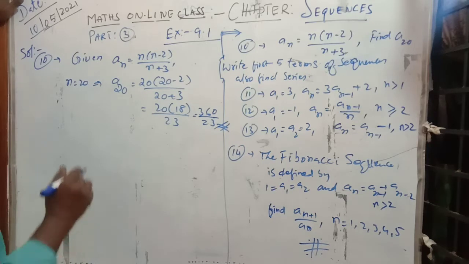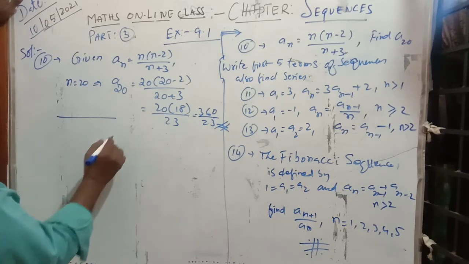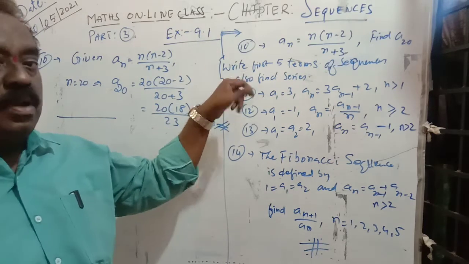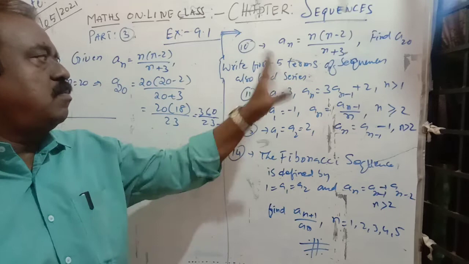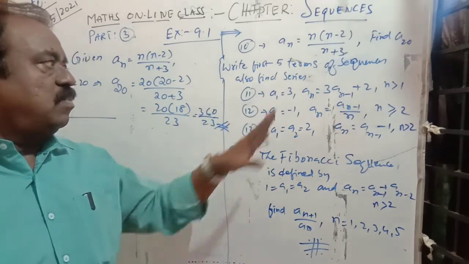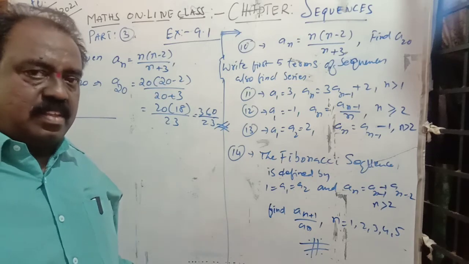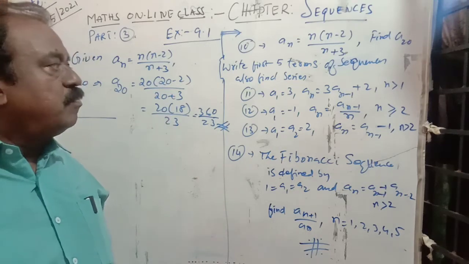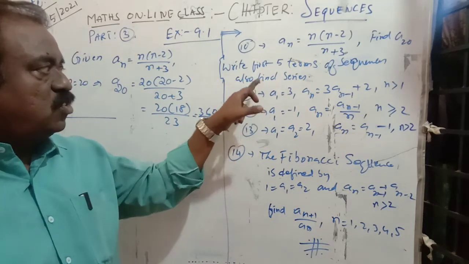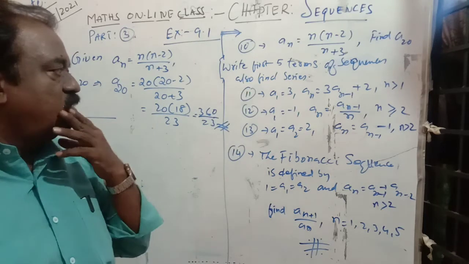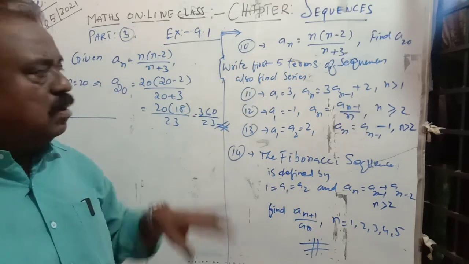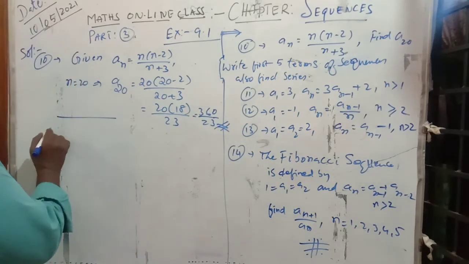So that is over. Next, we have to find the first 5 terms, or 5 numbers, or 5 elements of the sequence. Generally we use terms of the sequence; numbers or elements of the sequence are also used. We are also asked to find the series. For problems 11, 12 and 13, we have to find the terms. You see the 11th problem.